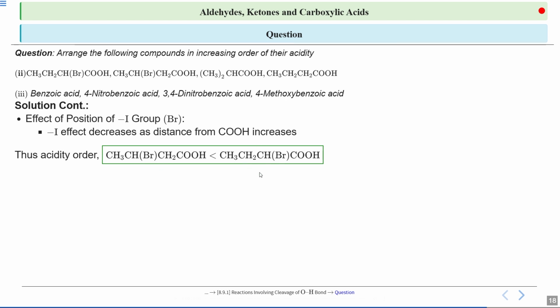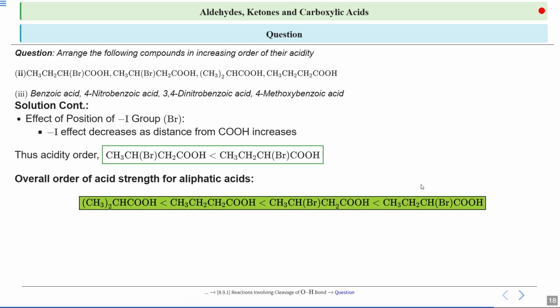So this compound will have more acidity because this bromine is closer to the COOH group. If we compare the overall acidic strength, the one in which a bromine group is attached will have more acidic strength compared to the one in which no bromine group is attached. And if bromine is close, it has more acidic strength, compared to where bromine is far from the carboxylic group. And if I compare this isopropyl and simple propyl, this N-propyl will have less plus I effect. So that is why this is more acidic compared to this isopropyl group.